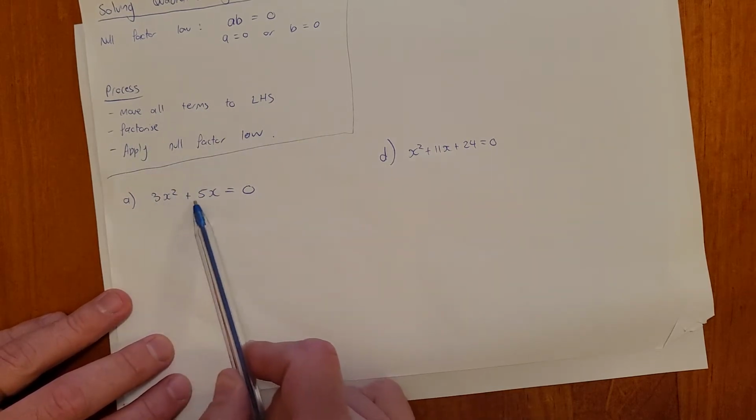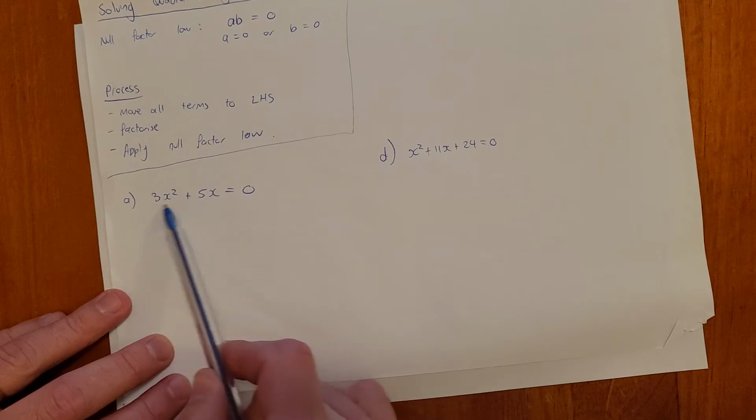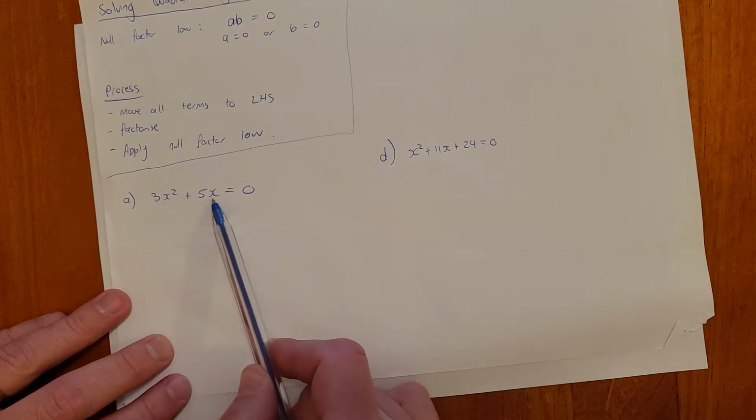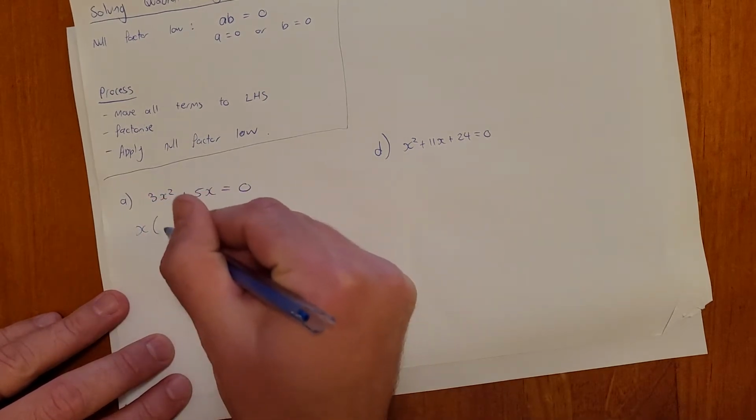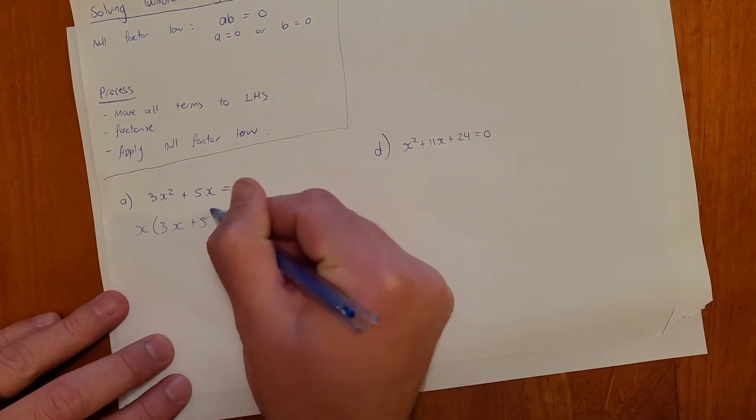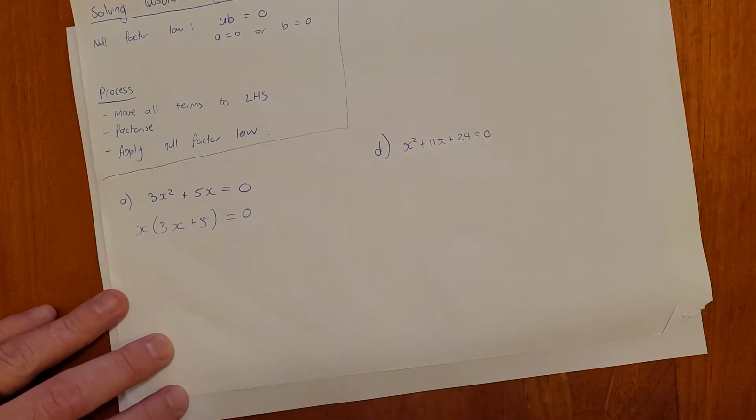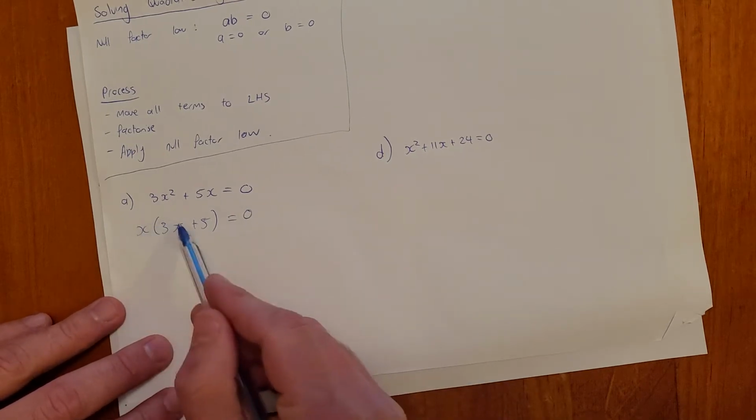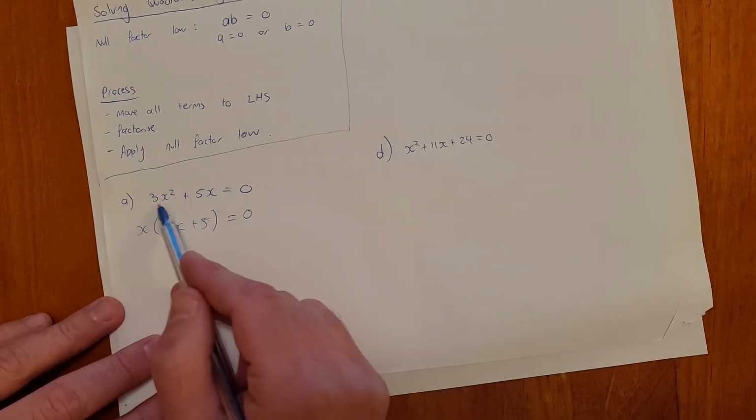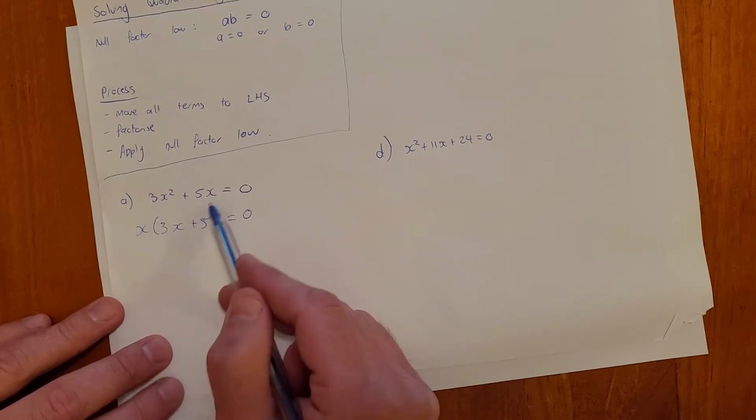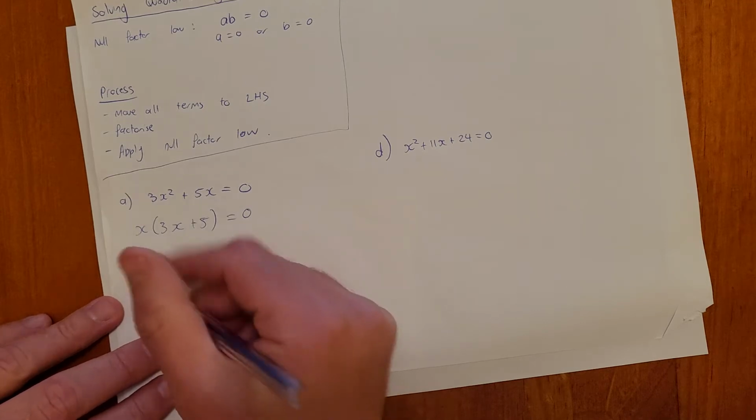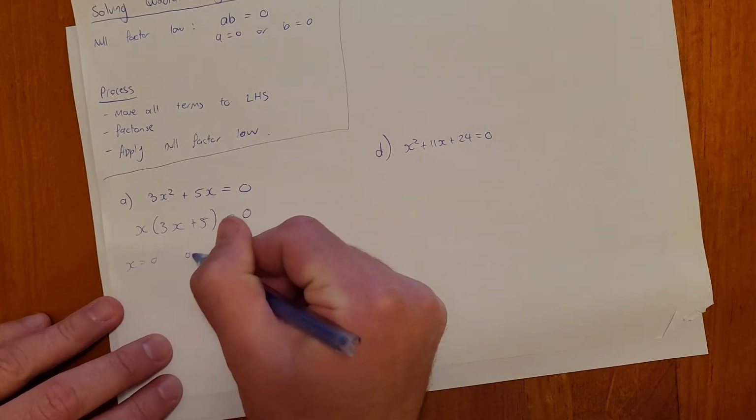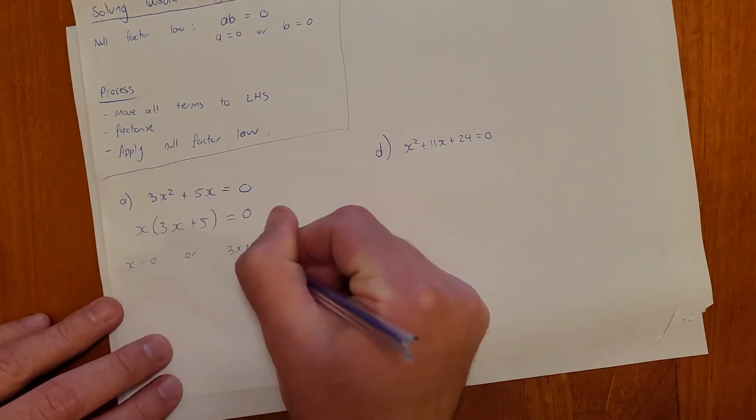And I'm looking here, what is common between these two terms? There's no number in common, but x is common to both. So I'm going to pull x out the front, and that's going to leave me with 3x plus 5 in brackets. Okay, if I were to expand this, x times 3x and x times 5, I'm going to get what we had up here. And now we're ready to apply the null factor law, which says either x equals 0 or 3x plus 5 equals 0.